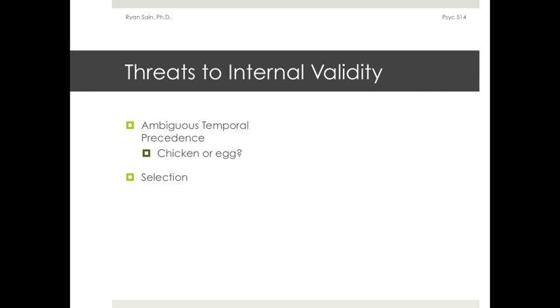And selection bias is really straightforward. Did you select people in the proper way? Did you randomly select them? Did you randomly assign them? If you didn't, then you're not necessarily going to be able to draw certain conclusions from your data.